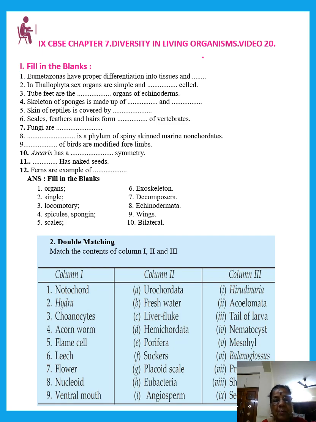அதுக்கு notochordக்கு second இதில் என்ன சொல்லணும்? Notochord, it is Urochordata. And then it has tail of larva. Hydra, freshwater nematocyst.